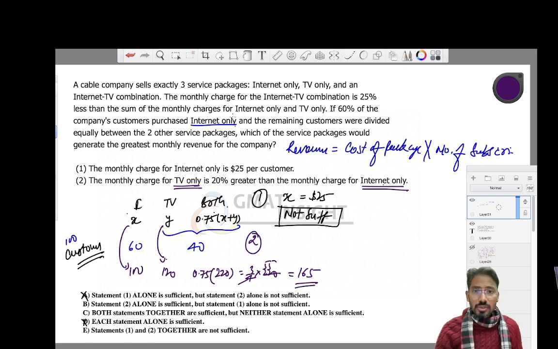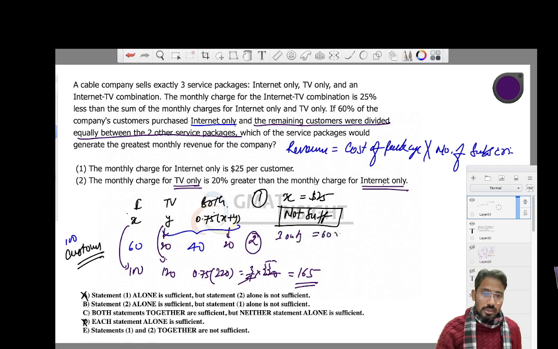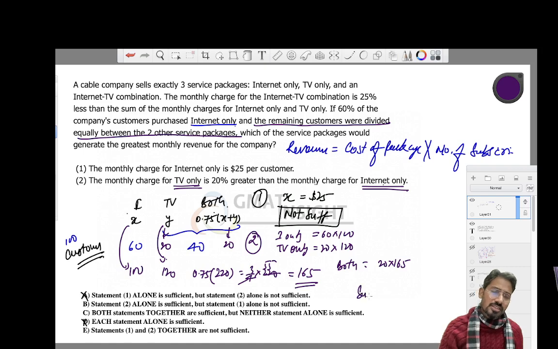And we also knew that the remaining customers were divided equally between the two service packages. That means we had 20 here and 20 here. So now we can get the revenue of each one of them, because the revenue for the internet only will be equal to 60 multiplied by 100. For TV only, it will be 20, because there are 20 subscribers, multiplied by 120, and for both the revenue will be 20 multiplied by 165. At this stage, you should simply say this statement alone is sufficient.